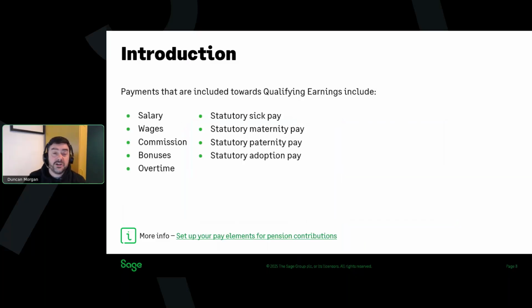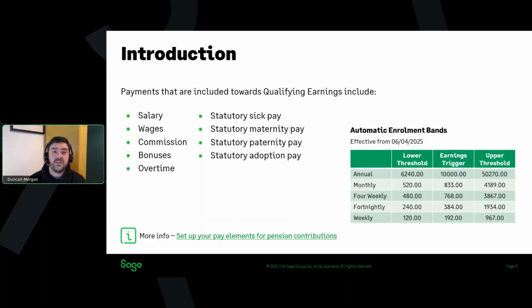Now, we did mention qualifying earnings, and since the introduction of auto-enrolment a number of years ago now, many schemes will use qualifying earnings for pensionable pay. So the definition of qualifying earnings includes salary, wages, commission, bonuses and overtime, as well as all of the statutory payments. But when it comes to calculating the contributions, the pensionable pay is the earnings between lower and upper thresholds, which have been set in legislation.